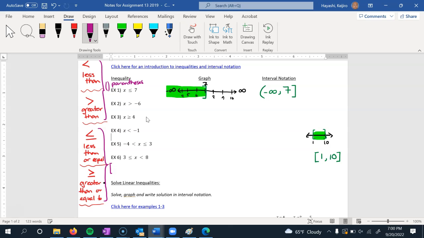And these two symbols, the ones that are allowed to be equal, the or equal to signs, those are going to have intervals that have brackets on them. And that bracket, as opposed to the parentheses, represents the fact that it's allowed to be exactly equal to whatever number it's being compared to.